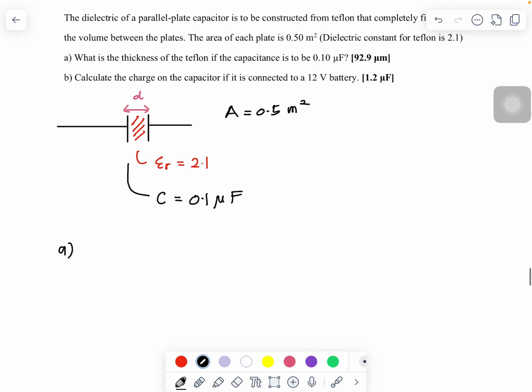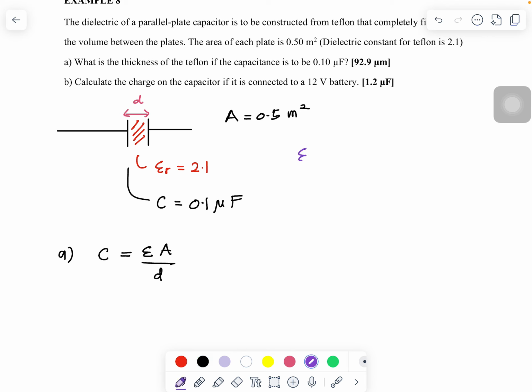So first, okay, kita tengok kita ada ER, kita ada A, kita ada C. Okay, so formula yang kita ada, untuk final capacitance adalah C equal to epsilon A over D. Okay, so you will notice we have a few types of epsilon. Okay, ada beberapa value epsilon. Okay, it's important for you to know the difference. Okay, let me list down. Kita ada epsilon sahaja, dan kita ada epsilon naught, and then kita ada epsilon r. Okay, semua ni benda yang berbeza, tidak sama.